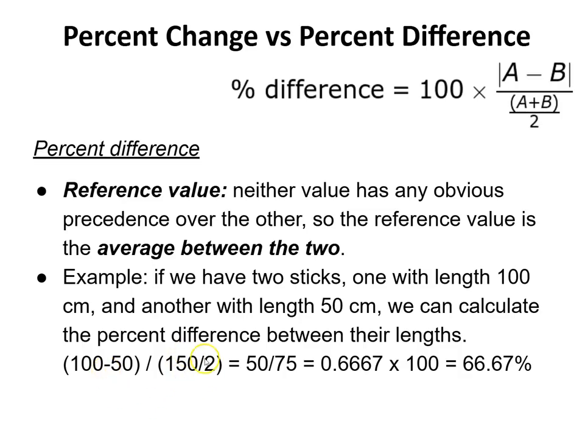And then divided by the average of those two values, so 150 divided by 2. And then we're going to take that number and multiply it by 100 so it can be a percentage. So 66.67%. That's the percent difference between the lengths of our two sticks.